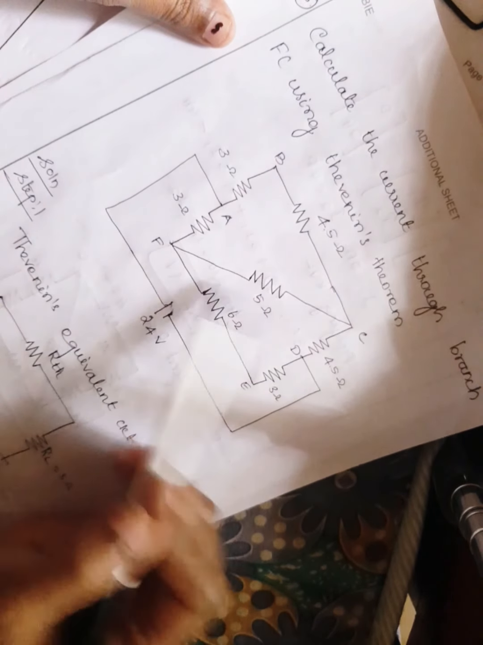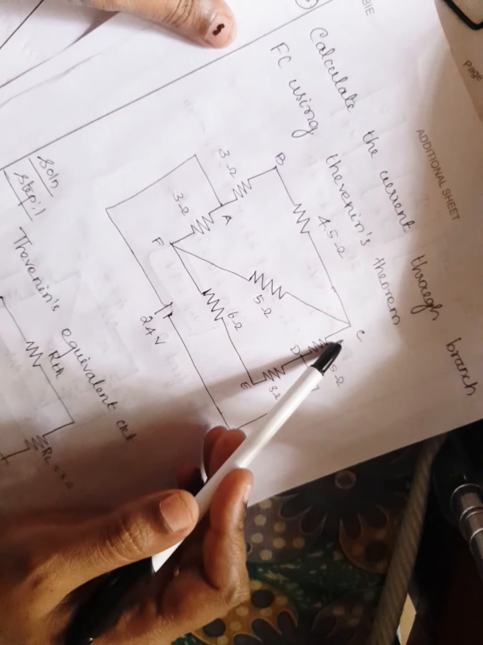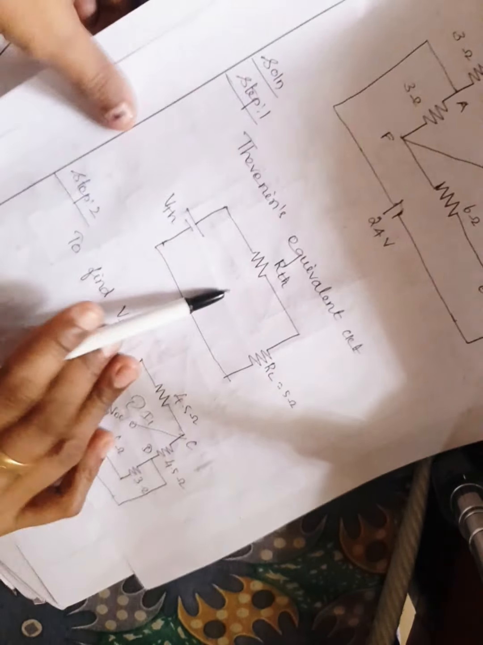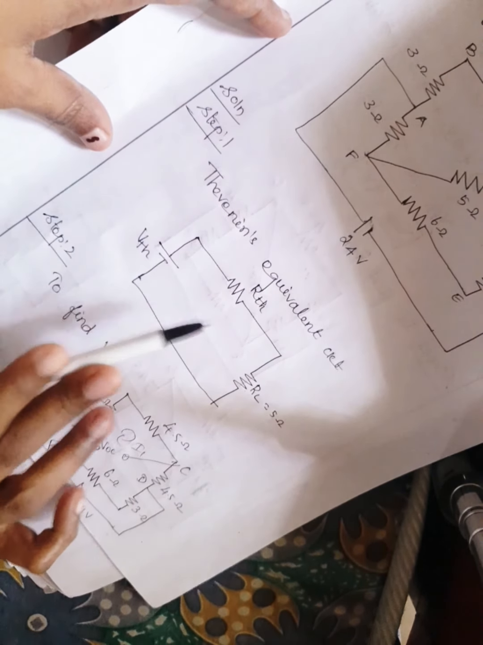So the next problem in Thevenin's theorem: calculate the current through the branch FC using Thevenin's theorem. Okay, so you want to find the current through this branch using Thevenin's theorem. So what is the first step? You want to draw the Thevenin's equivalent circuit. So what is the Thevenin's equivalent circuit? Thevenin's voltage in series with the Thevenin's resistance.